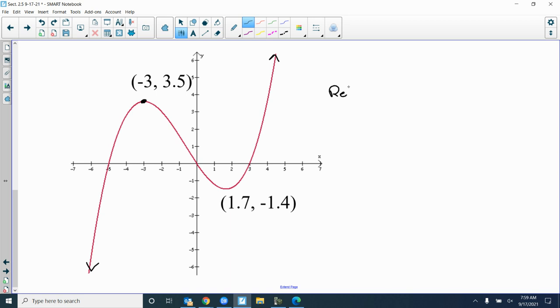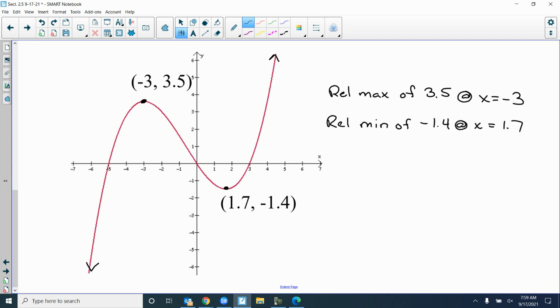Okay, you have a relative max of 3.5 at x equals -3. Okay, the max is the y value. The relative max at 3.5. Where does it occur at? At x equals -3. How many relative mins does it have? Okay, it has 1. Okay, that point. So you say it has a relative min of -1.4 at x equals 1.7.